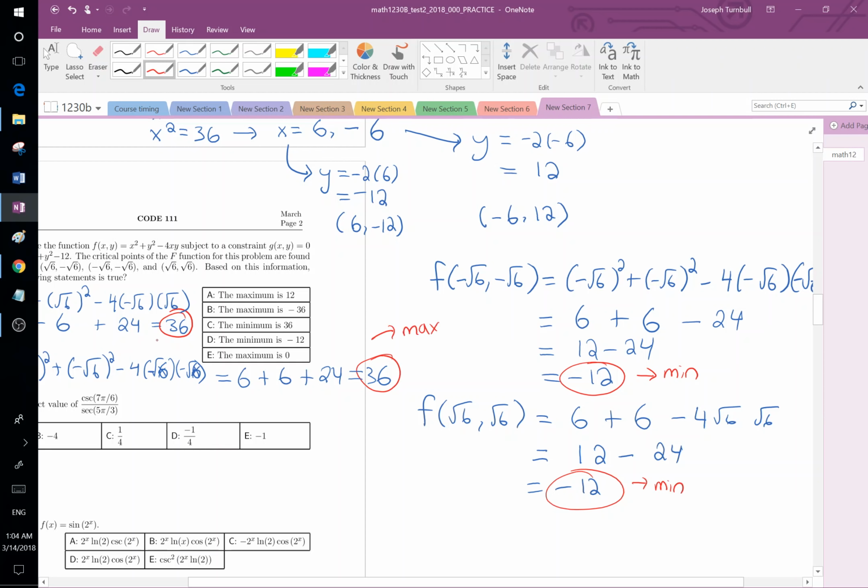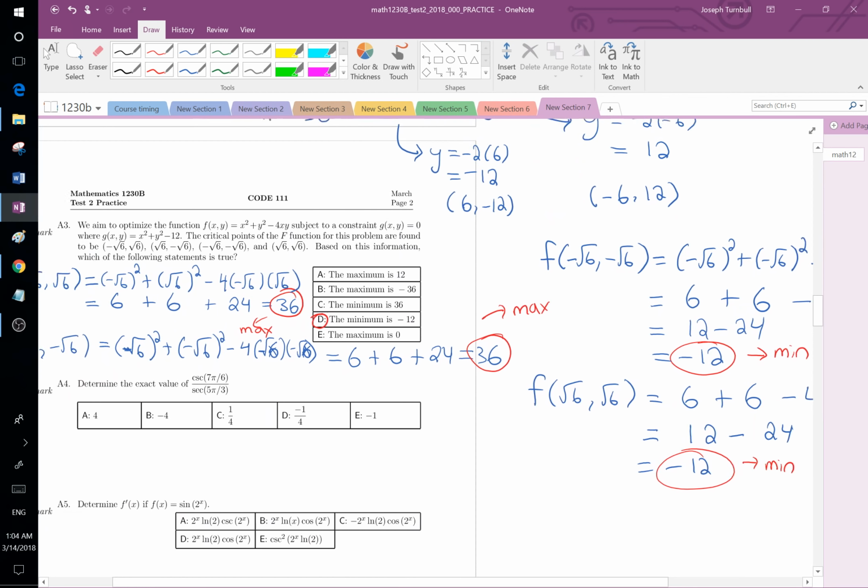The max occurs twice at 2 different values. The min occurs twice at 2 different values. Option 1 says the max is 12, but it's not. The max is 36. Option 2 says the max is negative 36, but it's not. It's positive 36. C says the minimum is 36. It's not true. 36 is the max. And then D says the minimum is negative 12, and that one's true.